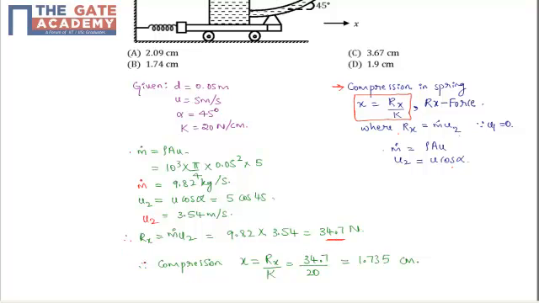So we can calculate the compression in the spring, which is x is equal to the ratio of the force and the stiffness, which will result in 1.735 centimeter, which is our required answer, which will be option B. So B is the correct answer.